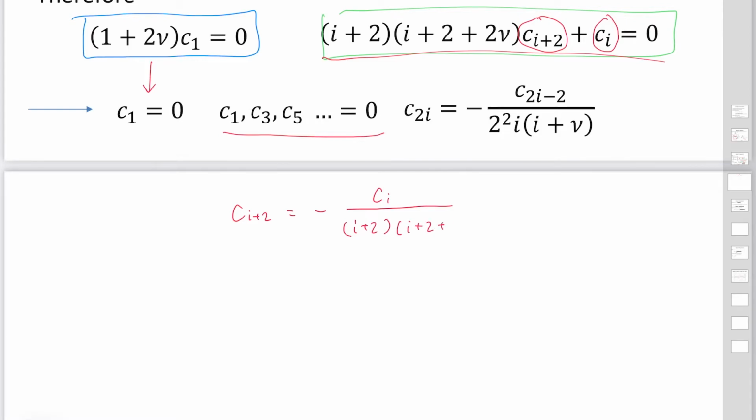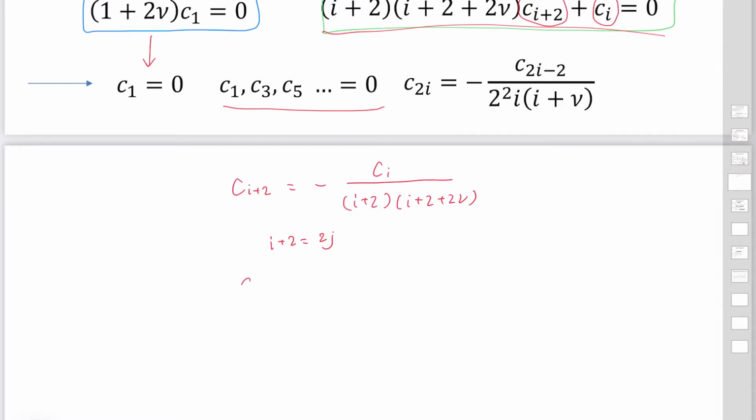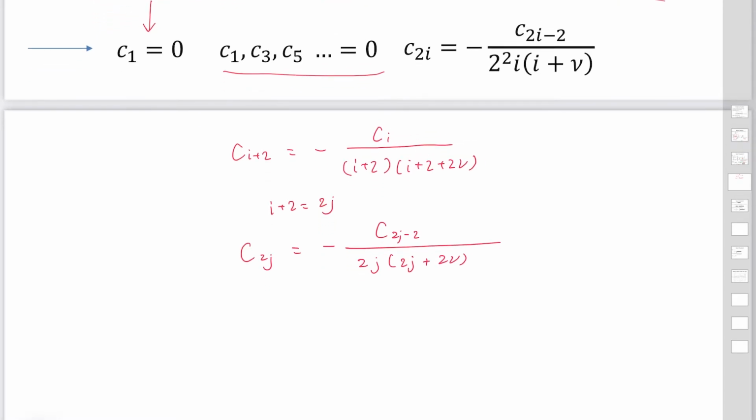I plus 2 plus 2 nu. So we have already known all the odd-numbered coefficients are 0, so we only consider the even numbers for the subscript. I plus 2 is 2j. We substitute, then C sub 2j equals minus C sub 2j minus 2 over 2j times 2j plus 2 nu. Then it becomes minus C sub 2j minus 2 over 2 squared times j times j plus nu.